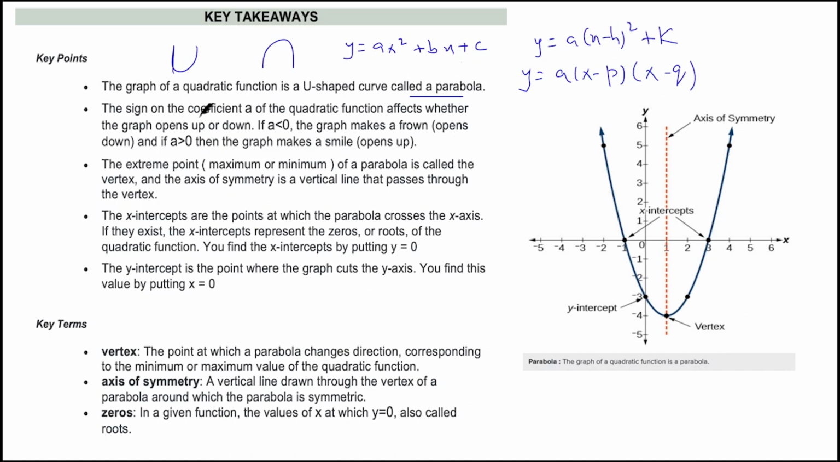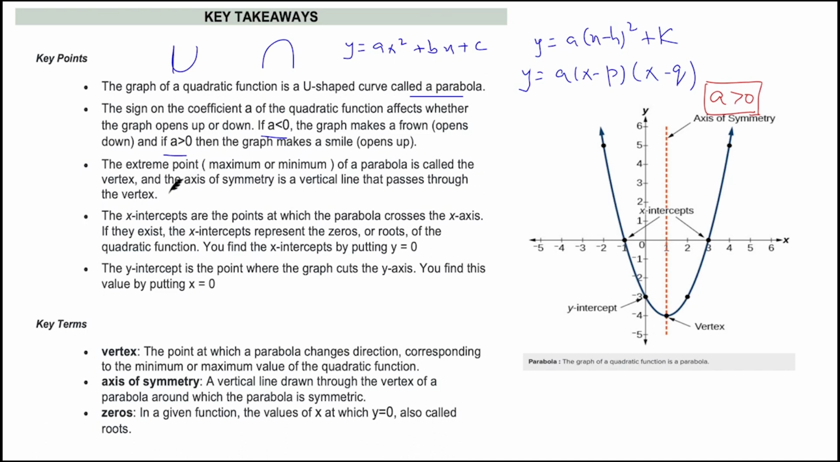The first thing is the sign on the coefficient a, which is the coefficient of x square. This basically tells us whether the graph will be upward open or downward open. If a is less than 0, if a is negative, the graph makes a frown, a sad face, and it opens downward. And if a is greater than 0, then the graph makes a smile, it opens upwards. So if the equation is not given, you can easily say that in this graph a is greater than 0. This is the first thing you need to identify.